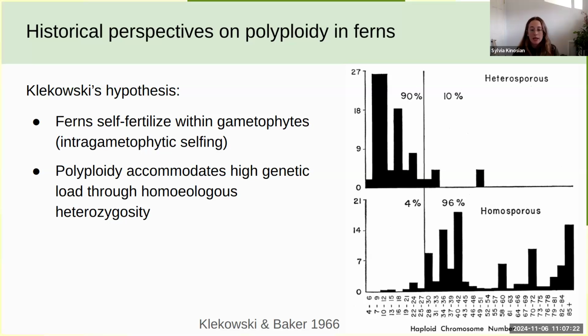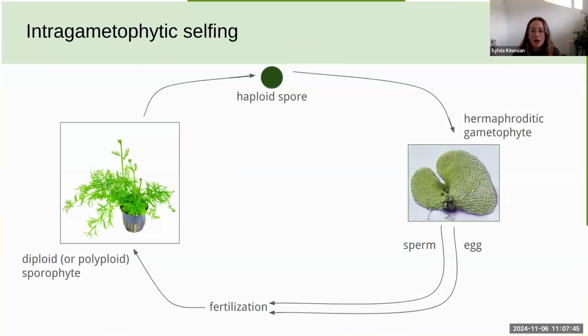And so the subgenomes within these polyploid plants were able to compensate for this intragametophytic selfing and being homozygous at every locus. And so you can have shared genetic information through those subgenomes. And so this hypothesis was tested a lot and strongly supported throughout the middle of the 20th century. And then this is just a reminder of that homosporous life cycle where you can get the haploid spore germinating into a hermaphroditic gametophyte, which can self-fertilize to have this extreme self-fertilization.